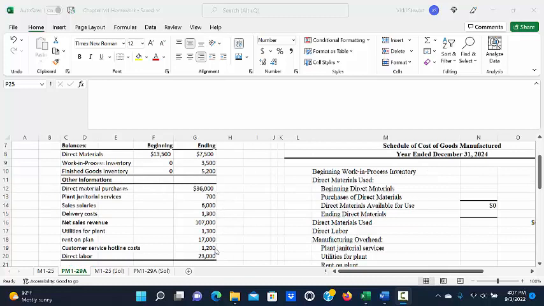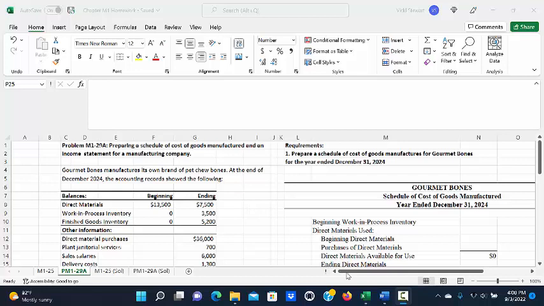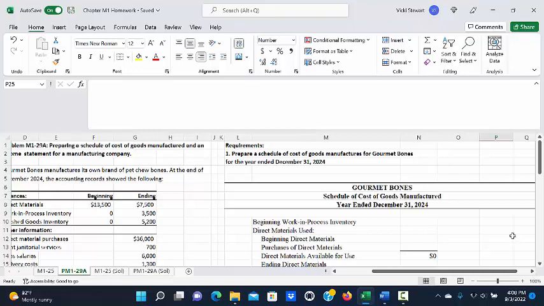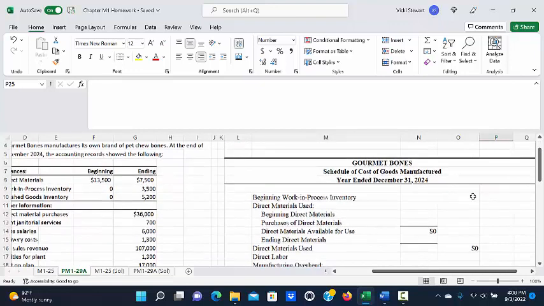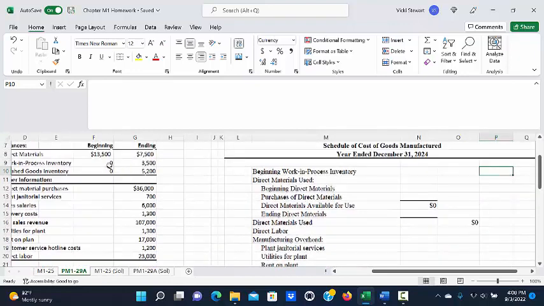It also provides us with other information that will either be in the schedule of cost of goods manufactured or in the income statement. So in the requirements, it states in Part 1 to prepare a schedule of cost of goods manufactured for Gourmet Bones for the year ended December 31st, 2024. So first we start out with our beginning work in process inventory, but we see in the information given that was 0. Next, we need to calculate the direct materials that we used.